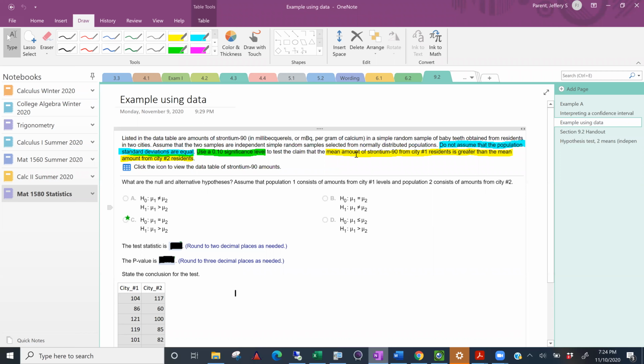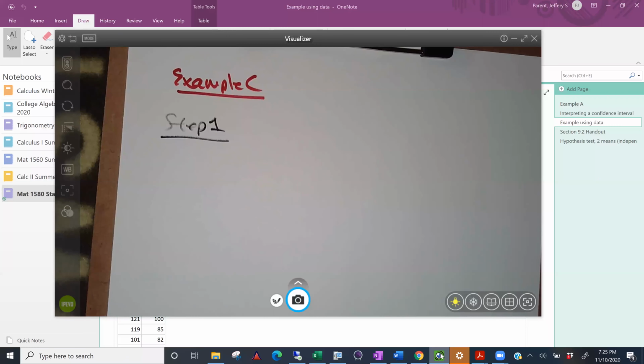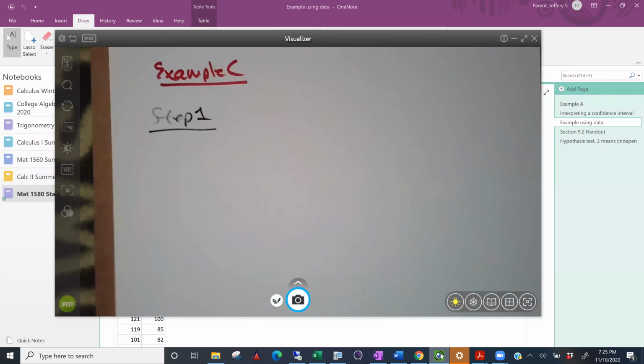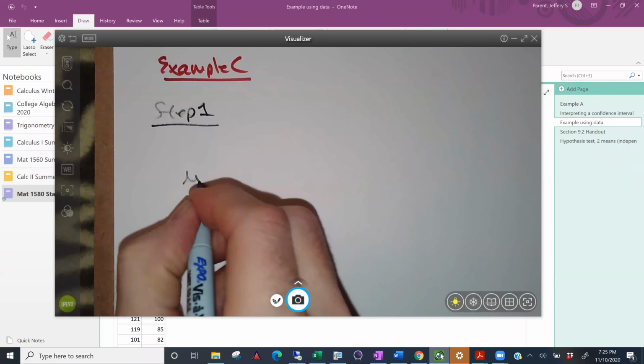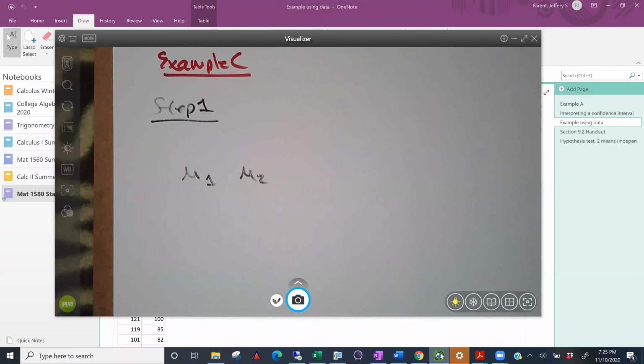Test the claim that the mean amount of strontium-90 from city 1 residents is greater than the mean amount from city 2 residents. So that puts us at step 1. Let's see if we can put that claim into words. And so that would be city 1 and city 2 levels.